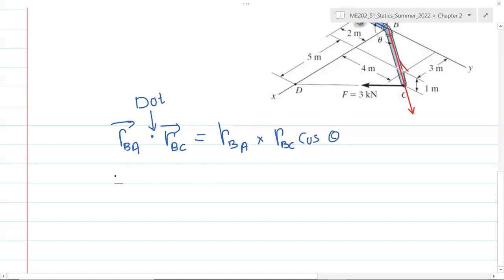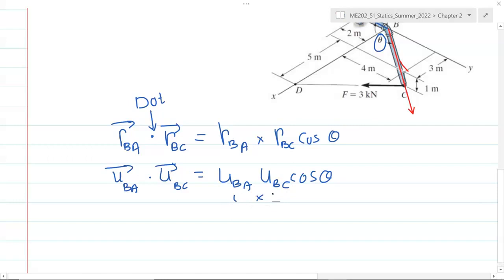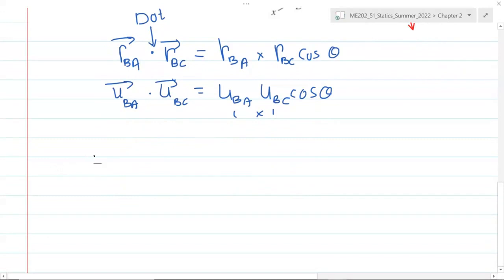However, we can also, instead of using the position vector, use unit vectors. So unit vector BA dot unit vector BC is equal to magnitude of unit vector BA, magnitude of unit vector BC, and cosine of angle between them, theta. So this is the angle theta. Now both equations will give you the same result for calculating the angle. However, this makes the calculation a little bit easier because the magnitude of the unit vectors are 1. That's why they are called unit vectors. So all we need to do is calculate the dot product of the directions for BA and BC, and that we can determine from the position vector. So let's work on it.